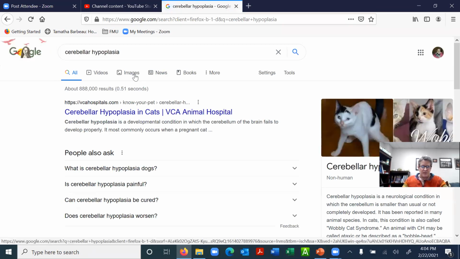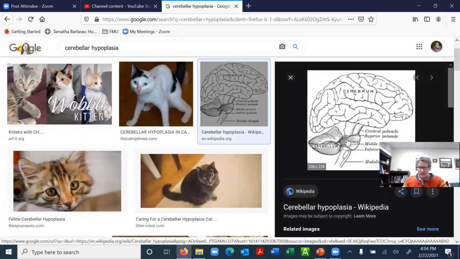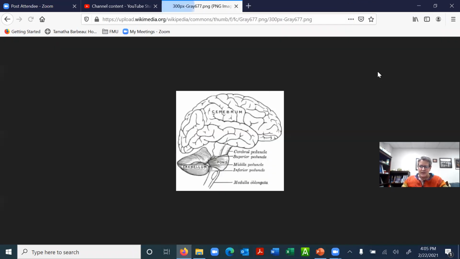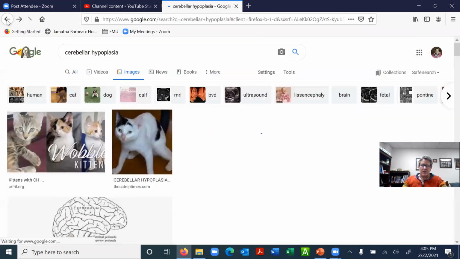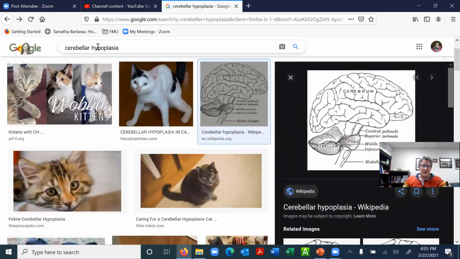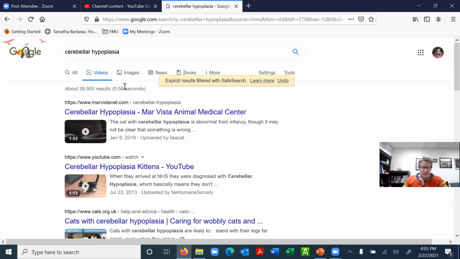And what happens if we look at some images is, here we go. Let's look at it. So here is a view of the cerebrum, and here's the cerebellum. And normally that cerebellum should fill in this space right here, all right? And it's atrophied. Cerebellar hypoplasia results in uncoordinated movement, okay? So let's look at a video perhaps. I don't know. Hypoplasia kitten. All right, let's look at this.